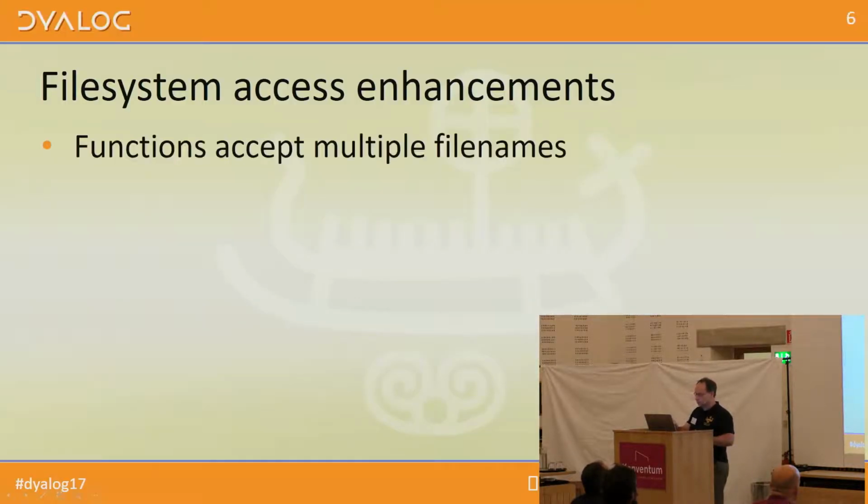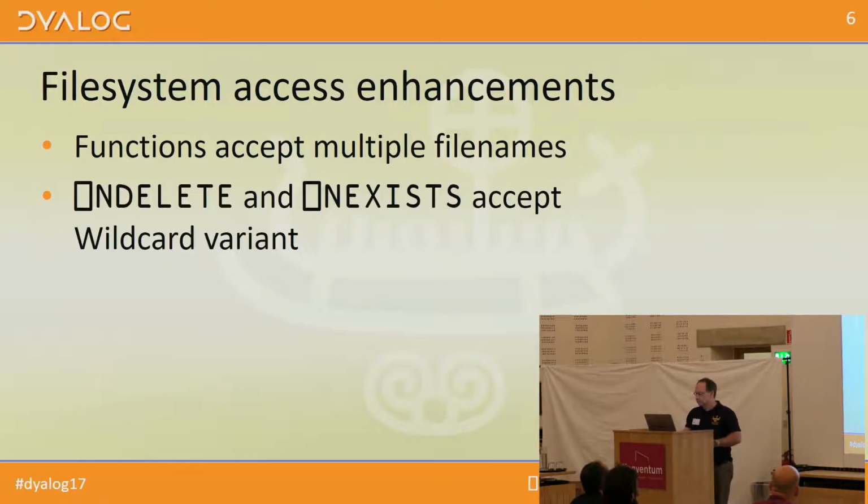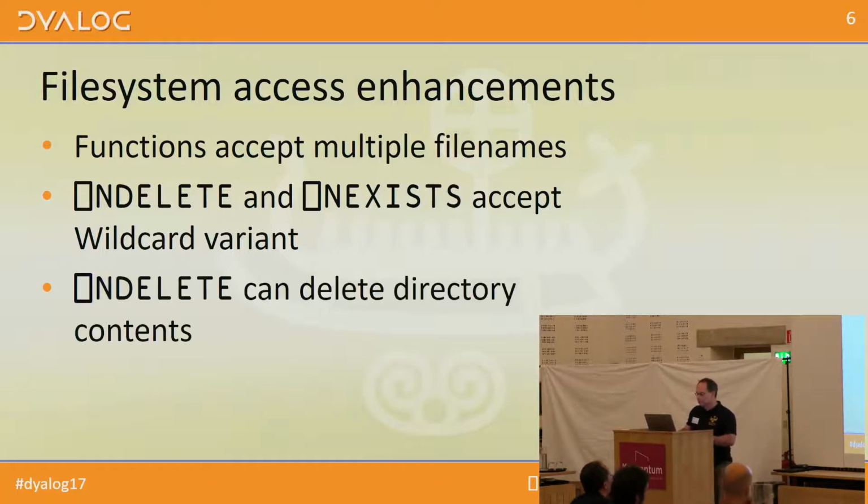So a quick summary, all those functions accept multiple file names. ndelete and nexists also accept the wildcard variant. There's no point putting it onto something like mukta. I can't imagine what use that would be, so it's only on those two. And ndelete can delete the contents of directories as well as empty directories. And I think that's the thing that people have been asking for the most. And it was that kind of overcame my fear of allowing ndelete to delete more than one thing. If we're going to support recursive delete, we may as well put all these other options on as well and delete multiple things.